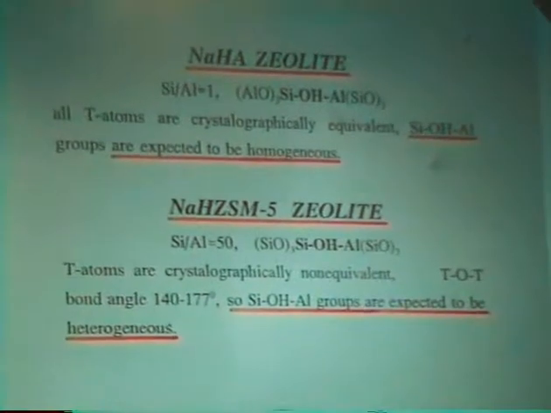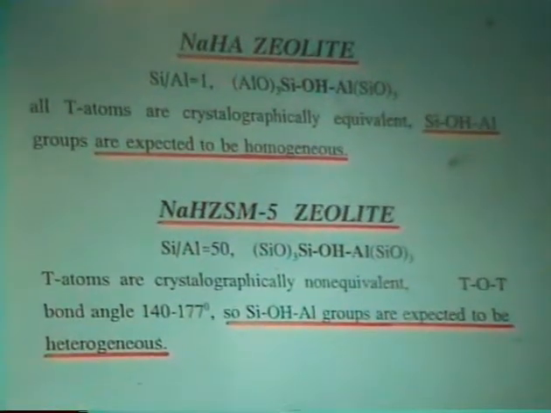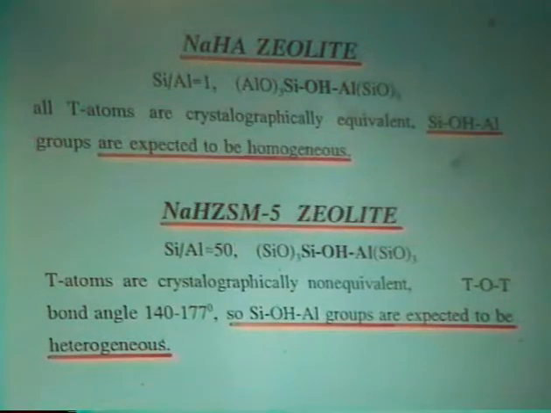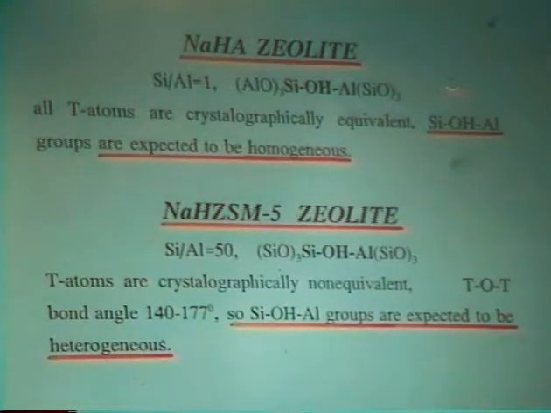Now, I will present very briefly the results concerning a zeolite. A zeolite has absolutely no importance for catalysis, but it's interesting for the studies of heterogeneity of hydroxyl groups because it's one of very few zeolites in which hydroxyl groups are expected to be homogeneous. Why? Because the Si to Al ratio is 1. So we have the same number of Si atoms and Al atoms. So all the hydroxyls may be represented by this formula.